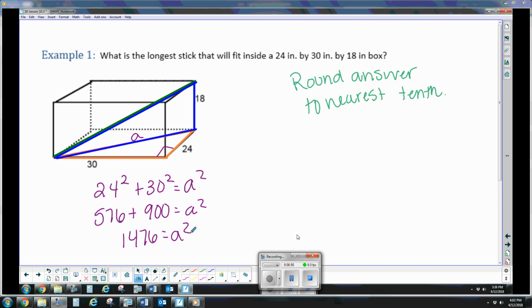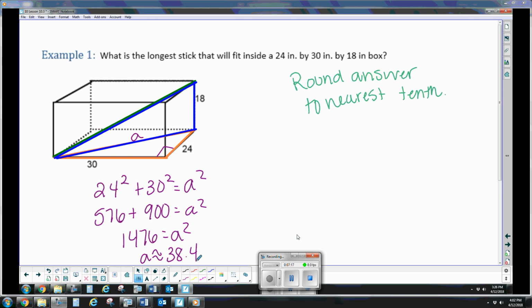And then in order to solve for A, we take the square root of both sides. And again, we're rounding to the nearest tenth. So our A is approximately 38.4.